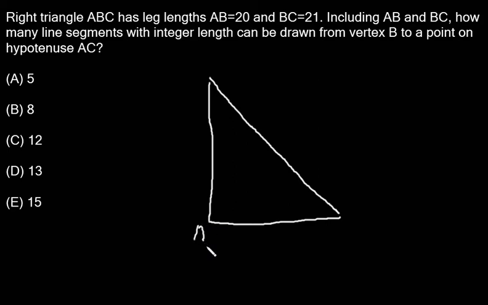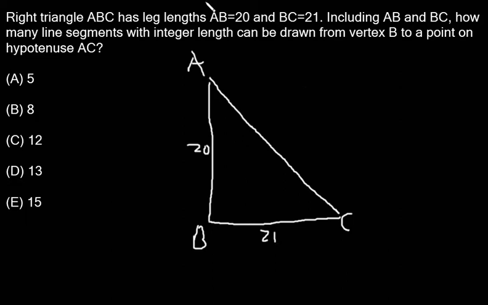We know that the vertex right here is B, and we can label these A or C as we want. So it says A, B, C. We know AB has length 20, and BC has length 21.